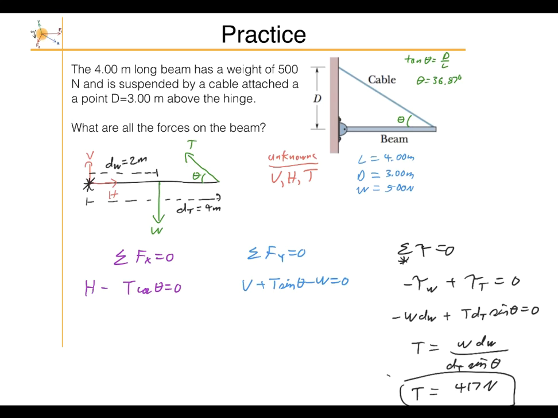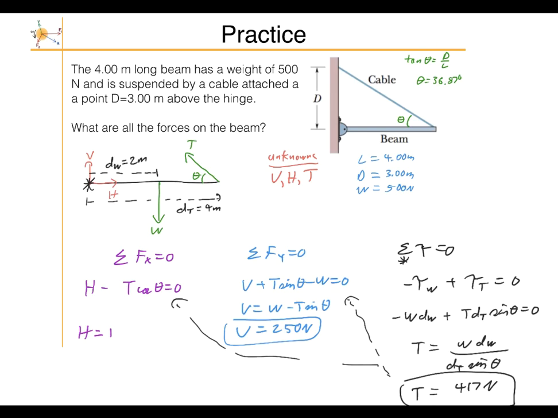Now that I have the tension, I can plug it into here to get V. So if I solve this for V, it's weight minus T sine theta. So if I plug in for the tension, I get that the vertical component of the force is 250 newtons. So that's good. And we can also plug it in to here to get the horizontal force. So that will be T cosine theta. And when I plug into there, I get 333 newtons. Ta-da!